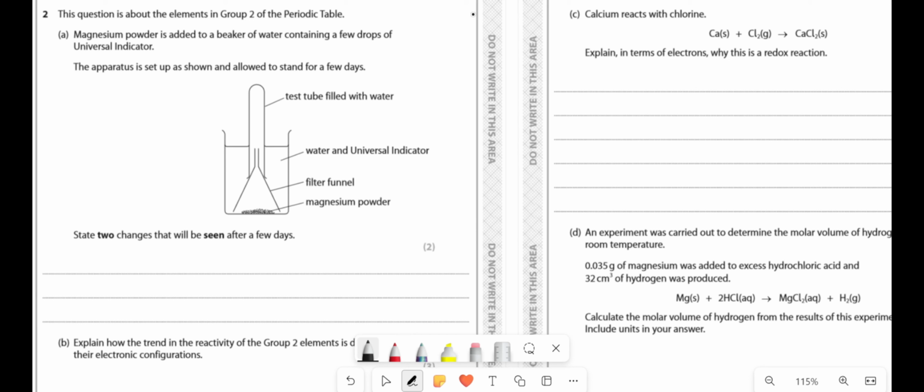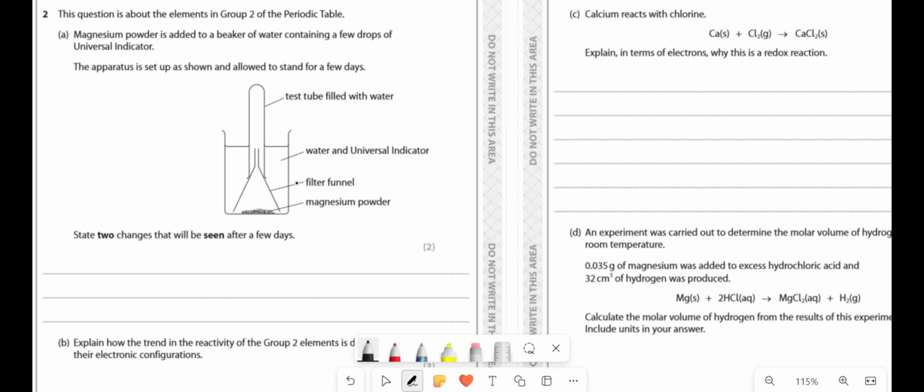Magnesium powder is added to a beaker of water containing a few drops of universal indicator. The apparatus is set up, and then it's allowed to stand for a few days. So we've got magnesium powder, a filter funnel, water and universal indicator, and a test tube filled with water. So what's happening here? Well, let's see. What changes will be happening after 2 days?